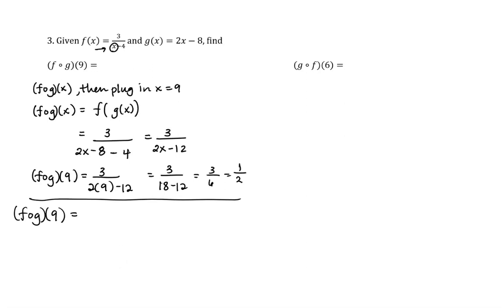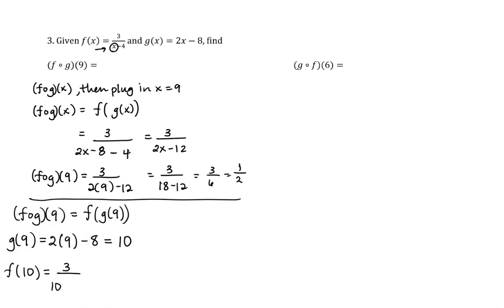g of 9 and then plug that into f. So I could start off by finding g of 9, which means I just need to plug 9 into g, which gives me 2 times 9 minus 8, which is 10. And then I could take that answer of 10 and plug that into f. And then f of 10, we're left with 3 divided by 10 minus 4, which is 3 over 6, which is 1/2.